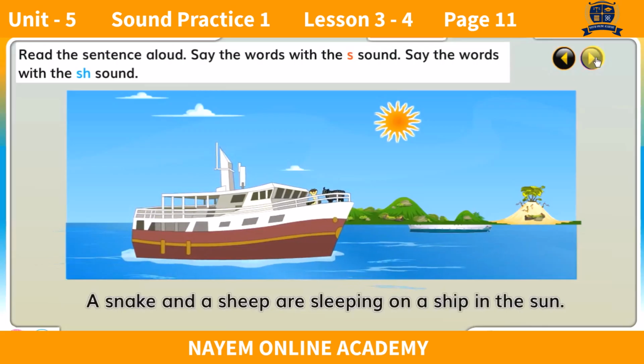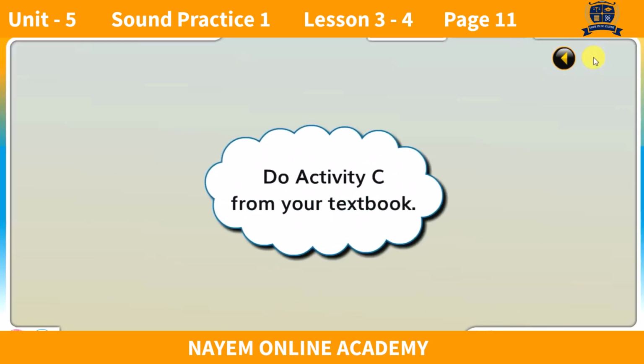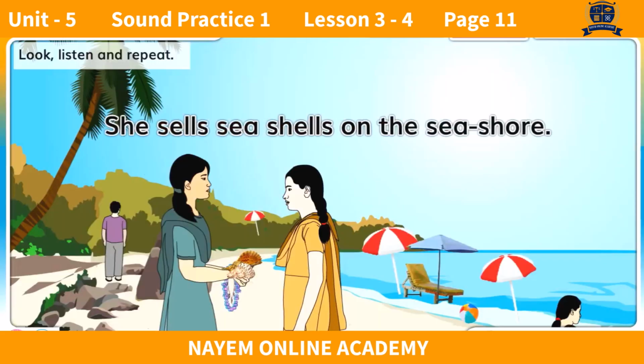A snake and a sheep are sleeping on a sheep in the sun. Do activity C from your textbook. Look, listen, and repeat. She sells seashells on the seashore.